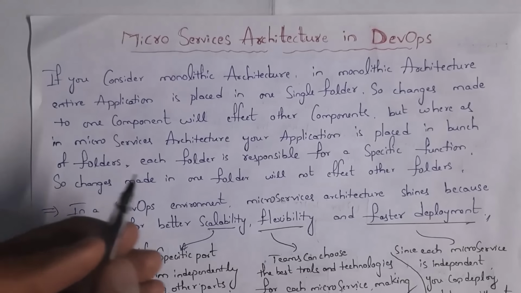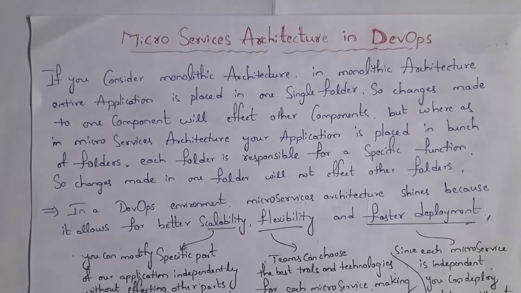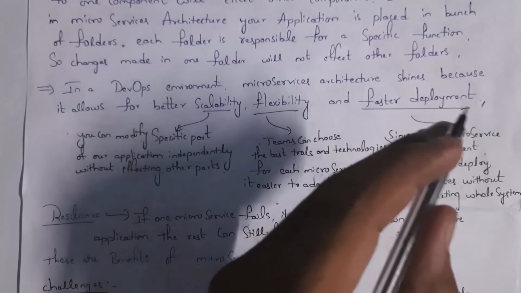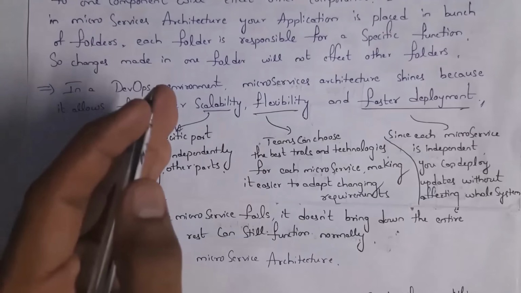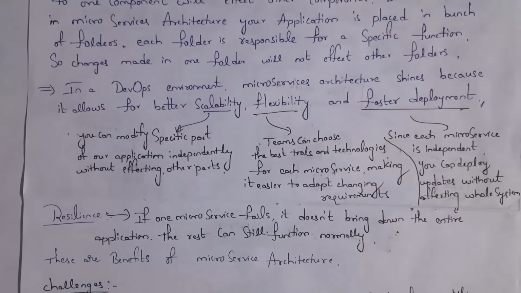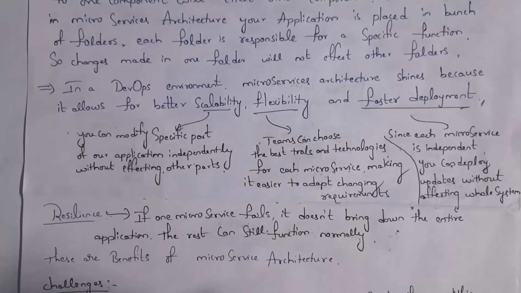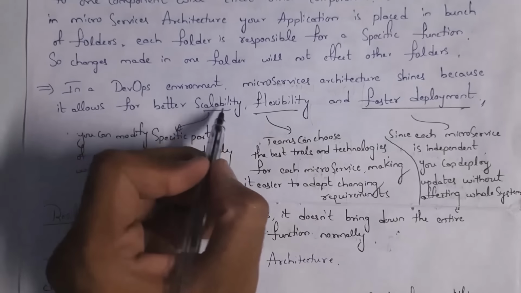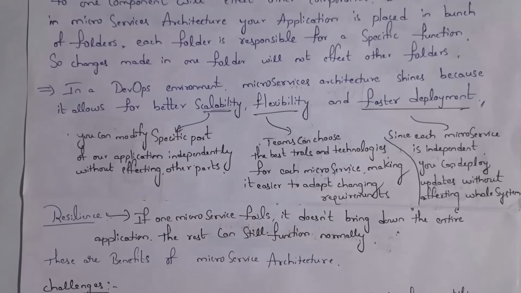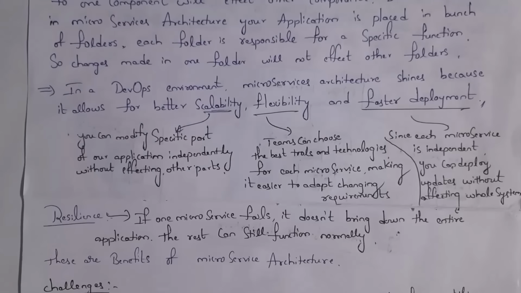So changes made in one folder will not affect other folders. In a DevOps environment, microservices architecture shines because it allows for better scalability, flexibility, faster deployment, as well as resilience. These are four advantages of microservice architecture. First one is scalability. Scalability is nothing but modifying one part of an application will not affect other parts, such as updating the student results form will not affect the student attendance form and faculty attendance form.